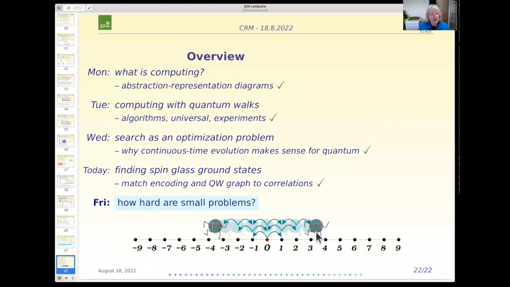So here's my overview of where we are in the talks. Tomorrow I will look back and pull some of the questions and points that I didn't cover as I gave the basics between search and spin glasses, and I will look at another problem that quantum walks can solve, from which we can learn more about what's going on with these small size problems and the potential for solving larger instances.